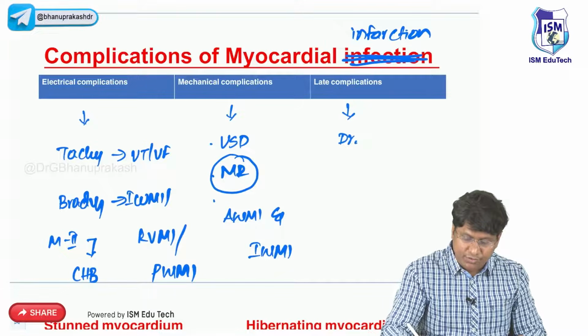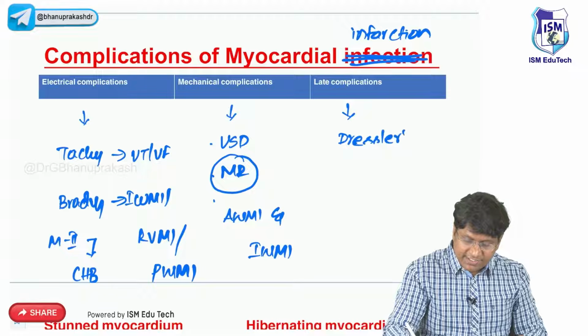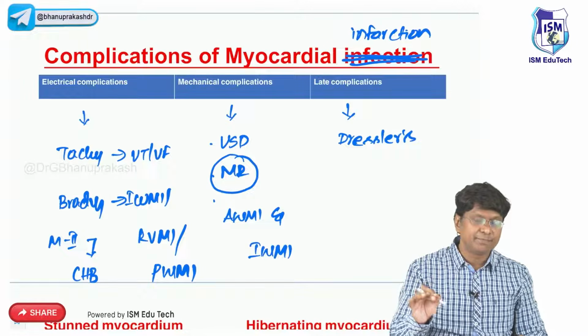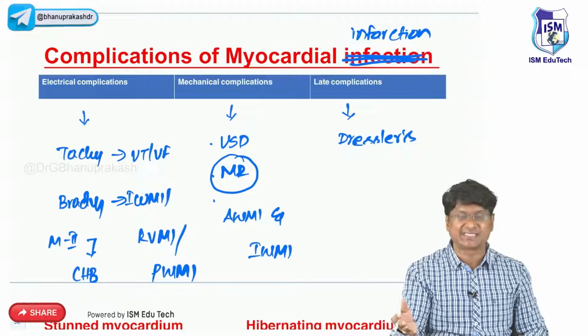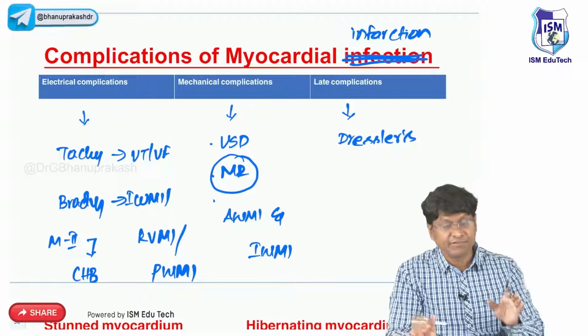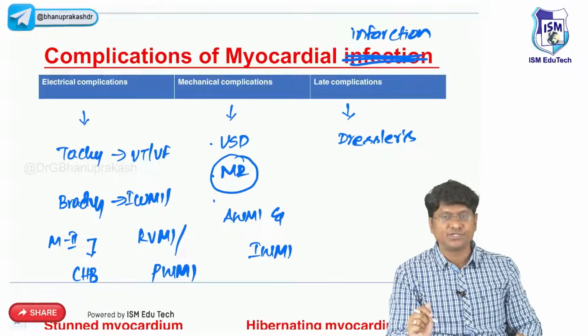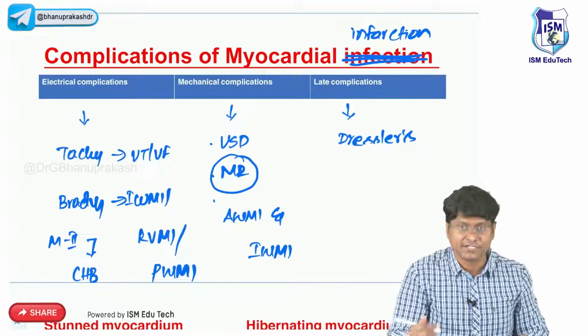Late complications include the Dressler syndrome. Now what is this Dressler syndrome? That is post-myocardial infarction pericarditis, which will develop a few weeks to months after development of MI. That is what is your Dressler syndrome, which is post-myocardial infarction pericarditis.